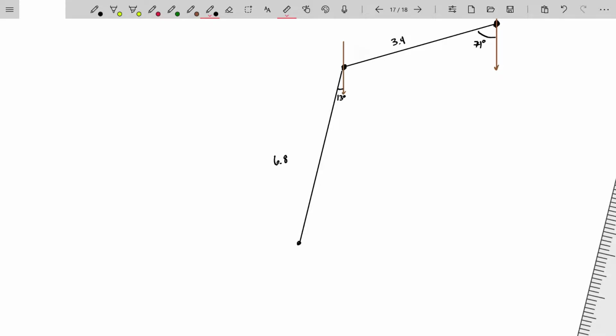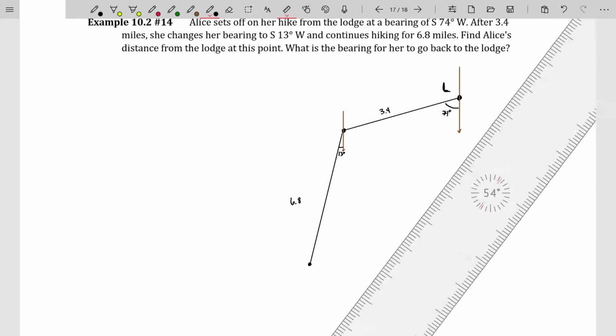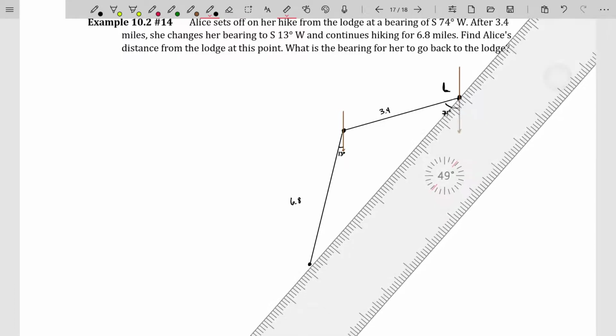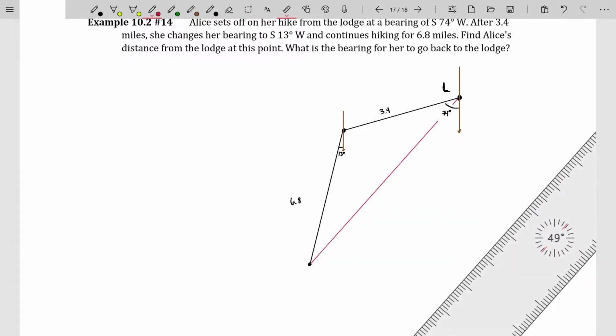And she stops. At that point, the question is, what's her distance to the lodge from that point? So what's this distance that I'm slowly trying to put together here? I'll do that distance in red. What is that distance, and what's her bearing to go back to the lodge? She gets to some destination and just wants to go directly back to the lodge, or maybe she broke her leg and needs to give somebody directions to go back to the lodge for her.